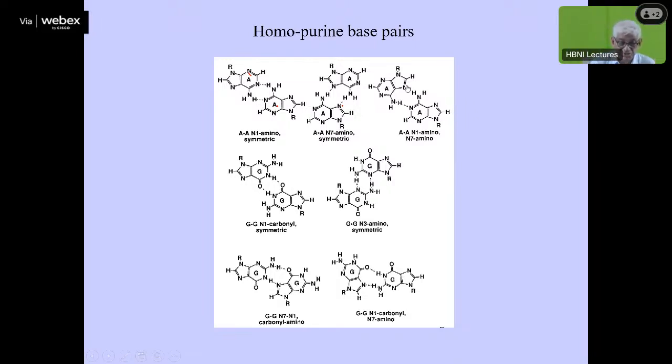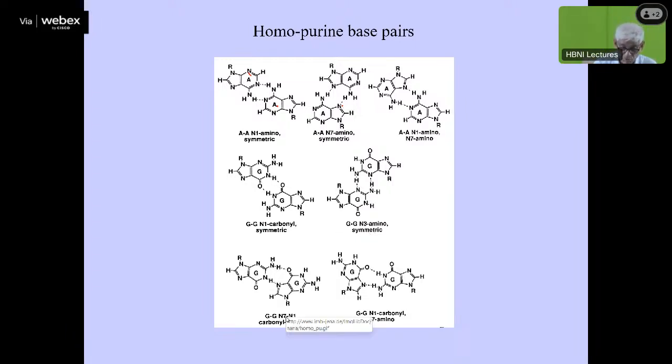And similarly, you can have the GG N1 carbonyl symmetric. This is N1 there. You can have base pairs with the carbonyl here and N1 to the carbonyl there. This is an NHO hydrogen bond here. N1 carbonyl. GG N3 amino symmetric. Now you are using the N3 here. N3 is forming to the amino here, which is at the 2 position, and N3 is to the 2 position here. So this is N3, both these are symmetric.